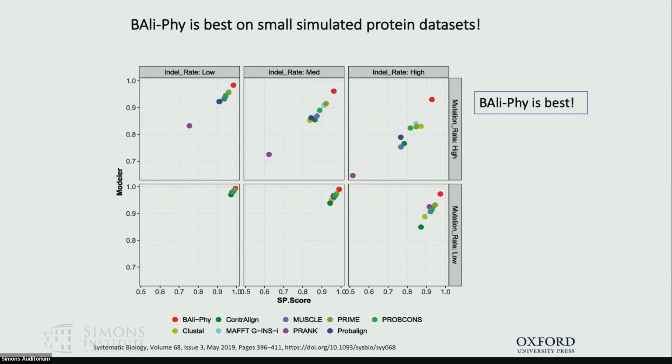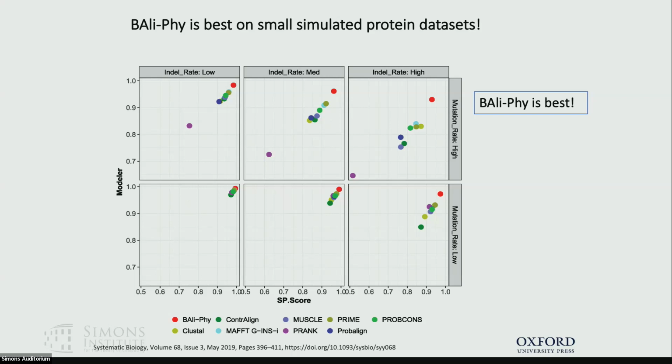What you're looking at here is Modeler score and SP score. This is essentially precision, and this is recall. The closer you are to the top corner, the better. This is a low rate of evolution of indels, and these are substitutions and indels. This is the hardest condition, and this is the easiest condition. The red dot is the one that's closest to the best. On simulated data, it's the best.